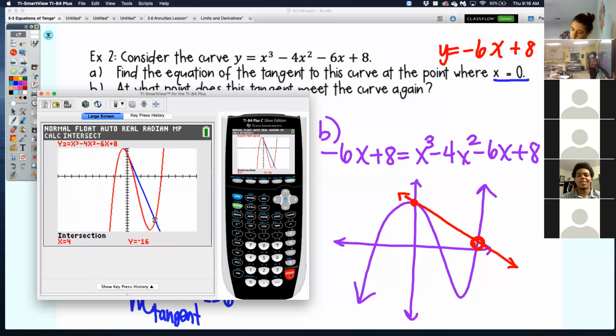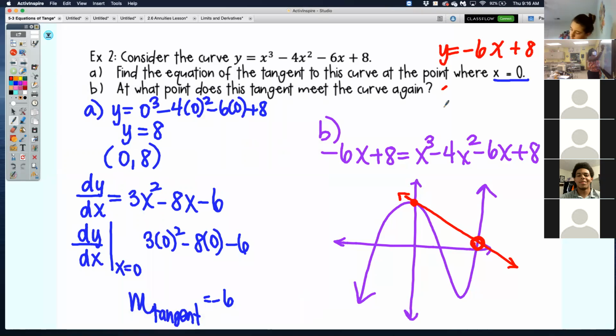Did you guys get this? Yes. So then the point where the tangent meets the curve again, the point is actually the x and the y together. Not just the x, but the x and the y together. So our answer for part B is 4, -16. What y'all thinking? That's a 1.6, so 4, -16. So that's how we find the equation of the tangent line.